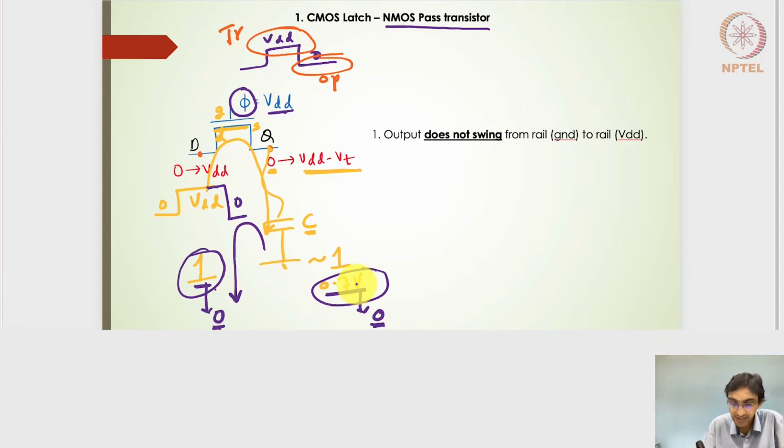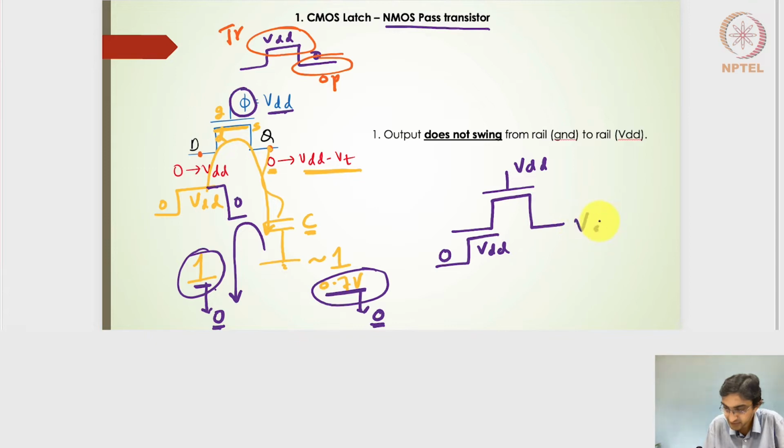Now, let's say I have this pass transistor, and the gate is at VDD. I have applied a step input from 0 to VDD here. So the capacitor here will get charged to VDD, and after that the gate voltage is changed to 0 volts.